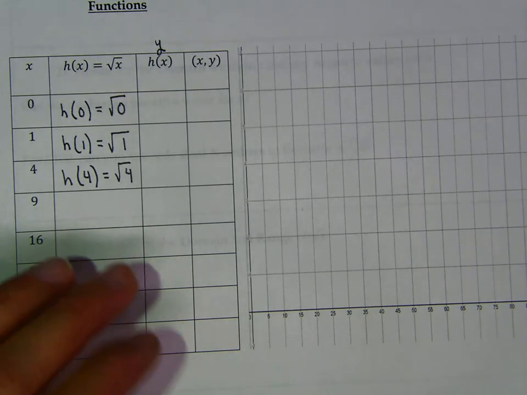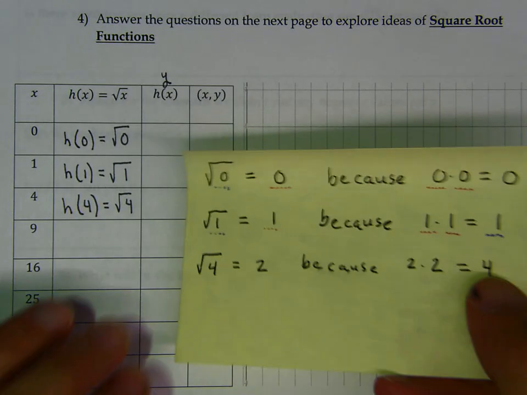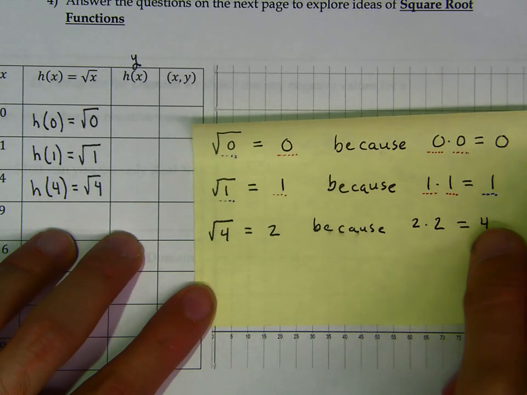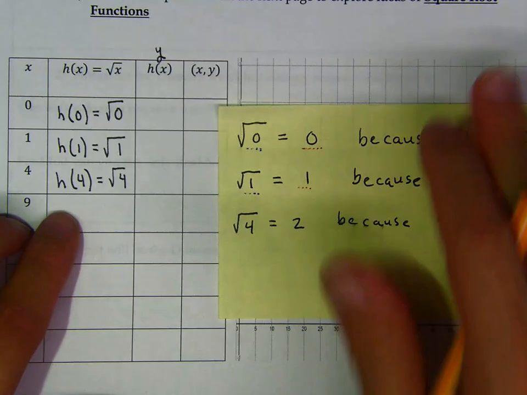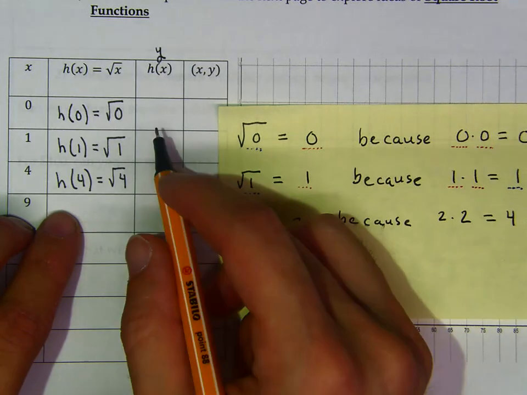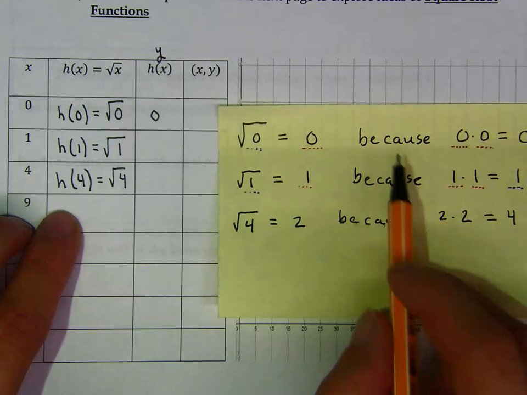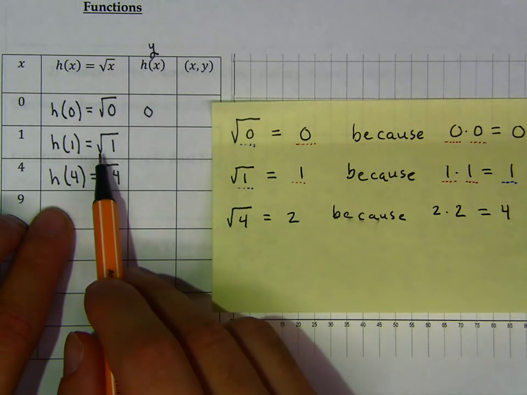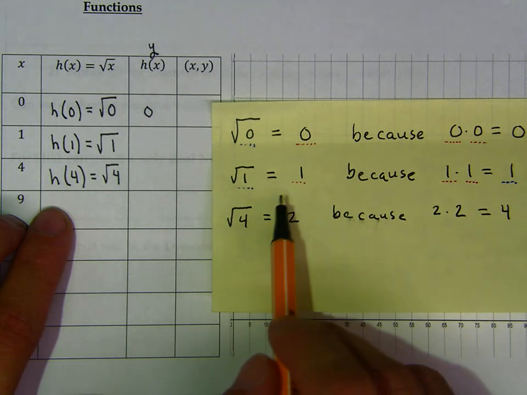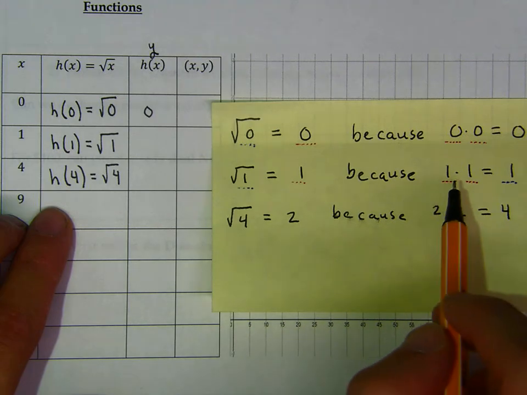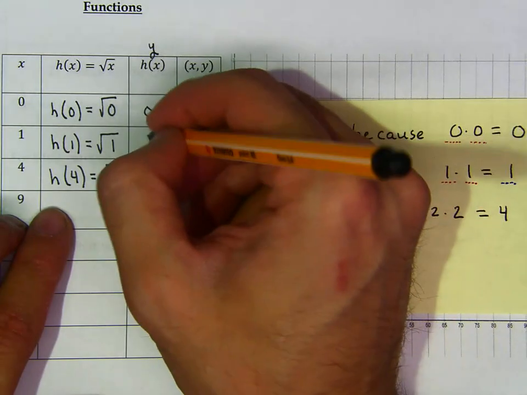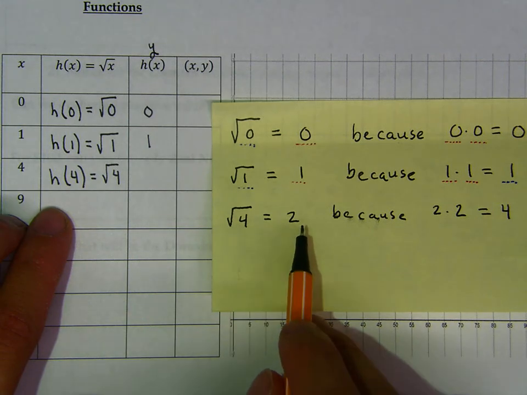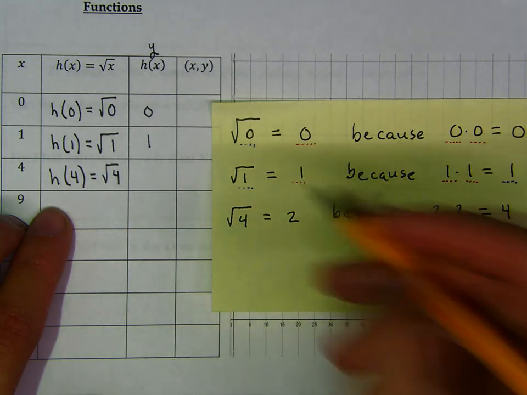Okay. Well, what's the square root of 0? It has to be 0 because 0 times 0 is 0. What's the square root of 1? It's 1 because 1 times 1 is 1. What's the square root of 4? It's 2 because 2 times 2 is 4.